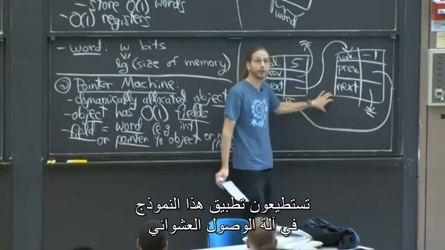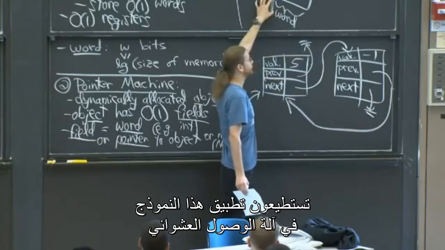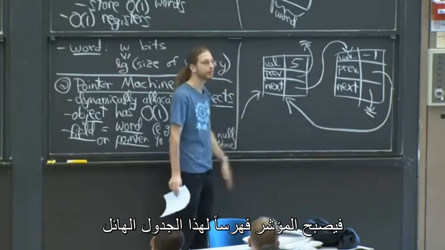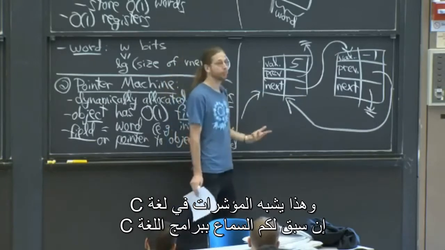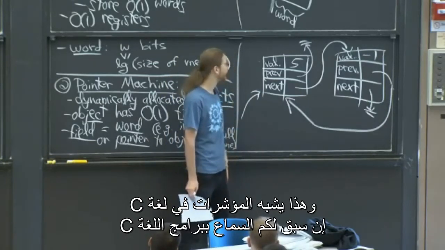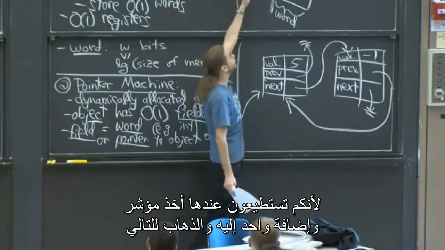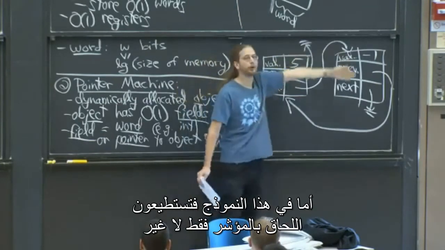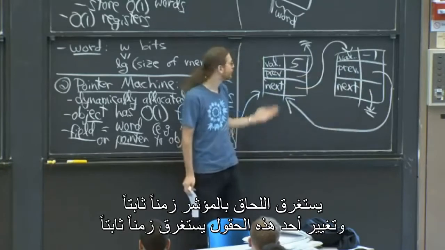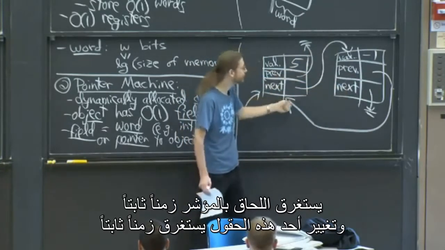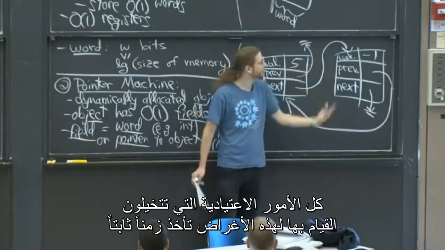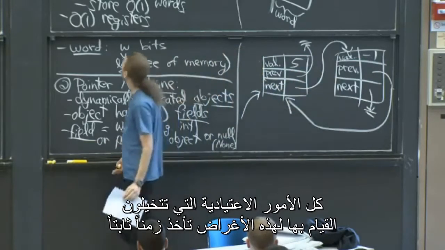Now, you can implement this model in a random access machine. A pointer becomes an index into this giant table. And that's more like pointers in C, if you've ever written C programs, because then you can take a pointer and add 1 to it and go to the next thing after that. In this model, you can just follow a pointer. That's all you can do. Following a pointer costs constant time. Changing one of these fields costs constant time.